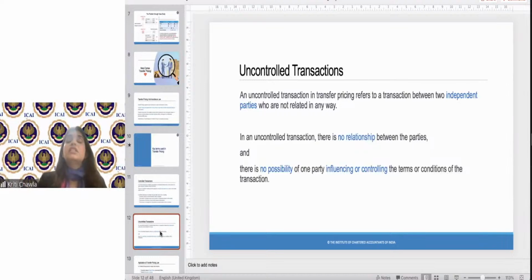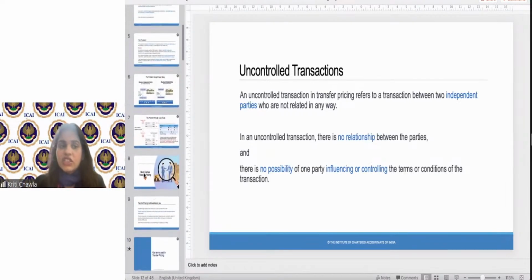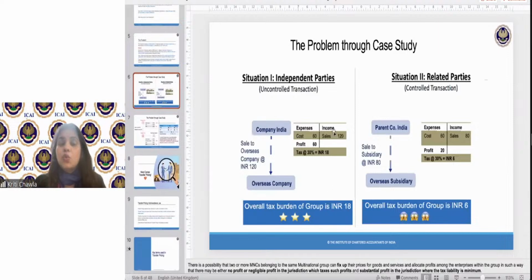Uncontrolled transaction basically means that if there is a transaction between two independent parties, so two parties which are not connected to each other, that particular transaction is called an uncontrolled transaction. So in situation one, this particular transaction was between two independent enterprises. And because this is between two independent enterprises, as in enterprises not connected to each other or not related to each other, this is called an uncontrolled transaction.